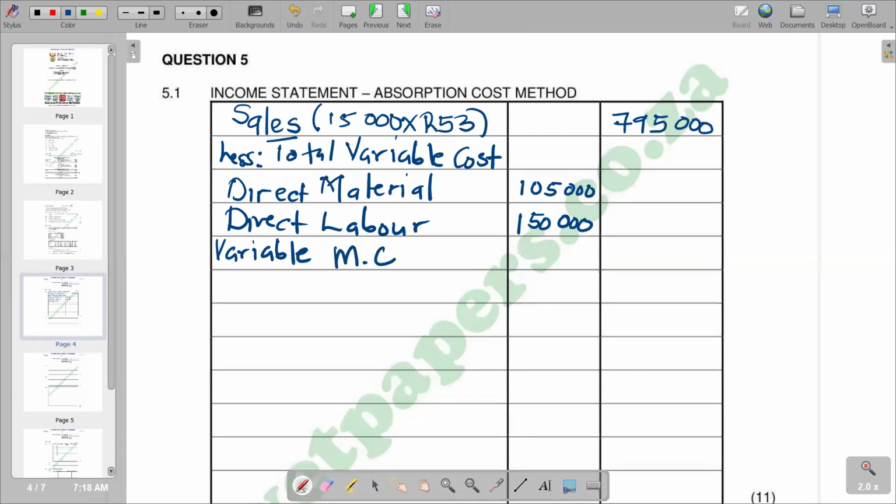Variable manufacturing overhead. So we can write it, we are just abbreviating variable manufacturing overheads, and the figure that we got is 93,500. So basically that's what we have. And then we go to the next part.